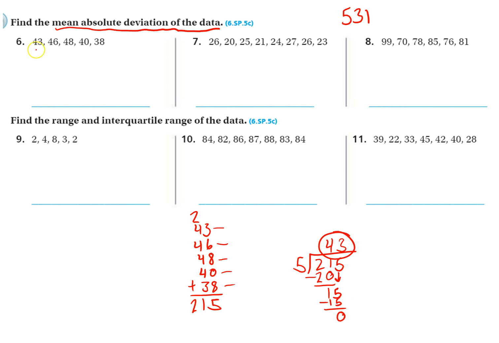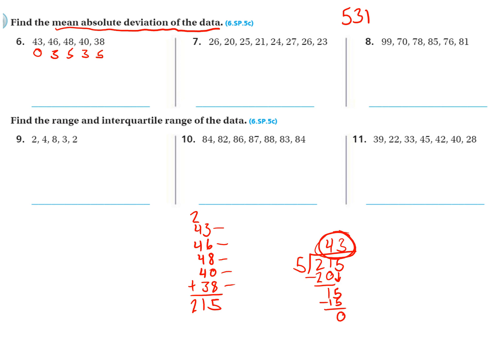Now I need to find out how far away each of these numbers is from my mean. So 43 is right on my mean. It's 0 away. 46 is 3 away from my mean. 48 is 5 away from my mean. 40 is 3 away. And 38 is 5 away.